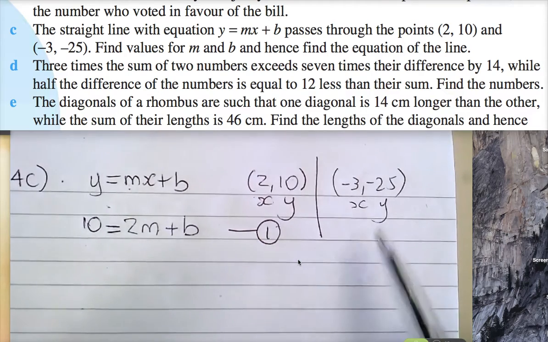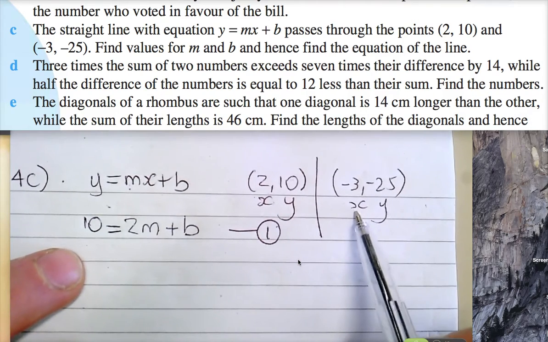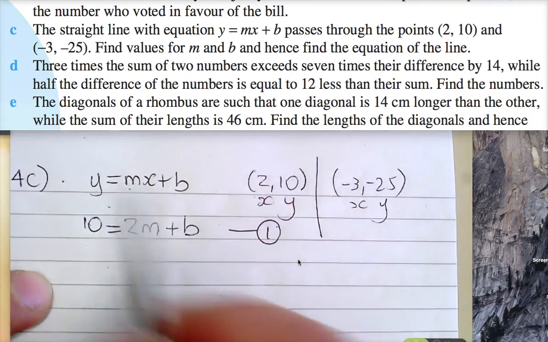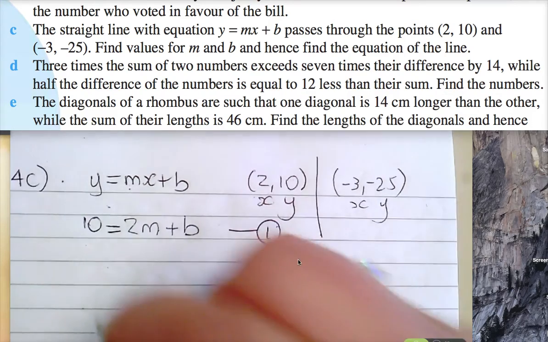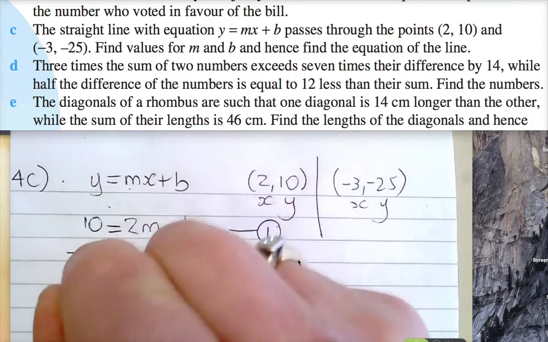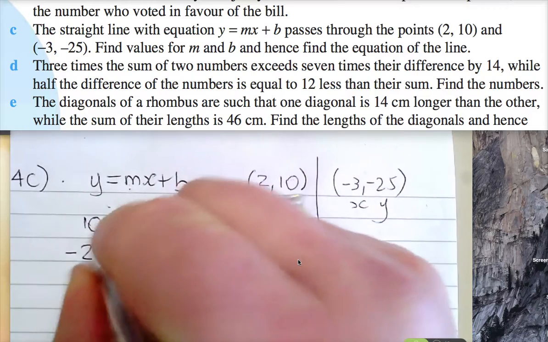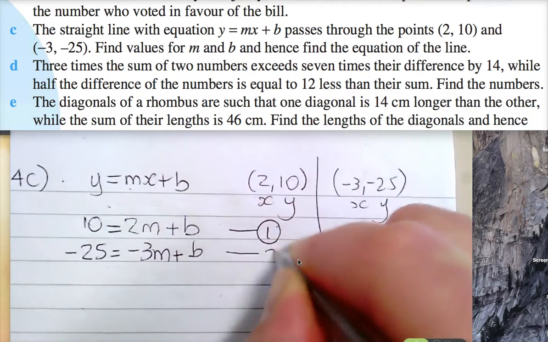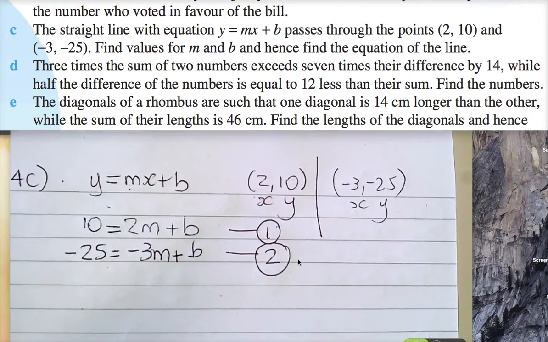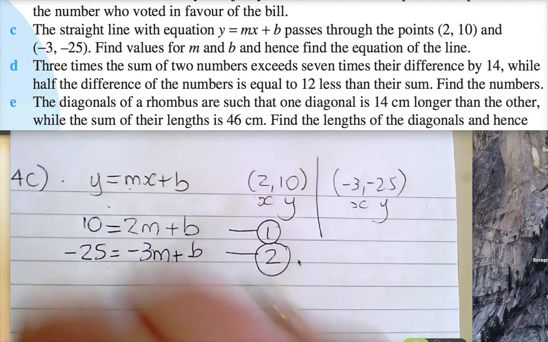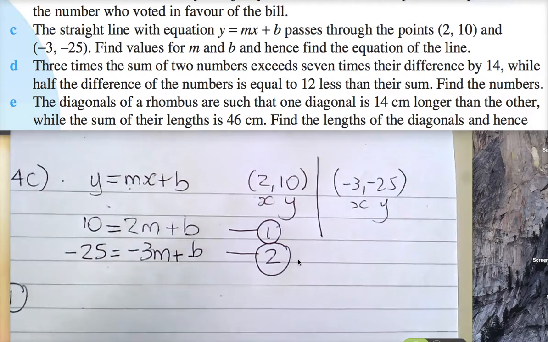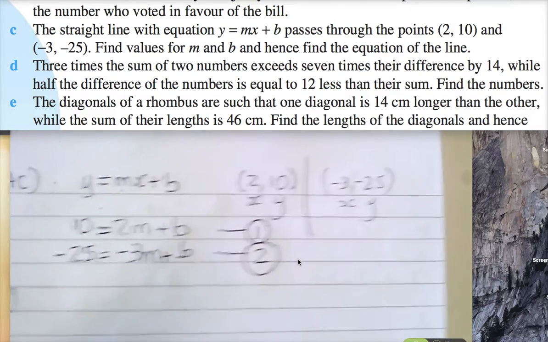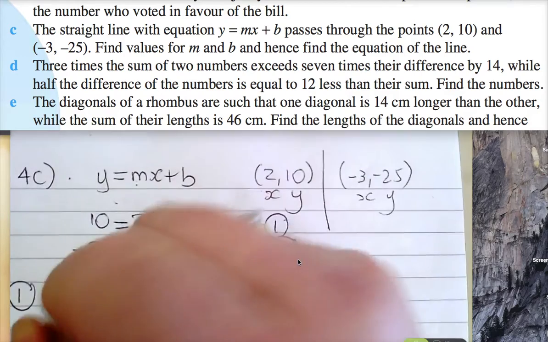The second equation, I'm going to substitute X is negative 3, Y is negative 25 into that. So what do I write? Y, negative 25 equals minus 3M plus B. Now, you know what to do now. All right, girls, what do you do? Equation 1 minus 2. Oh, yeah, the B's are the same. Fantastic. Nice and lucky there.